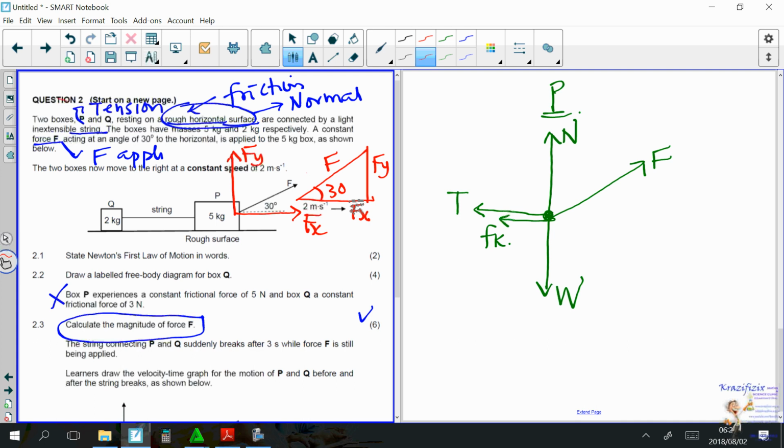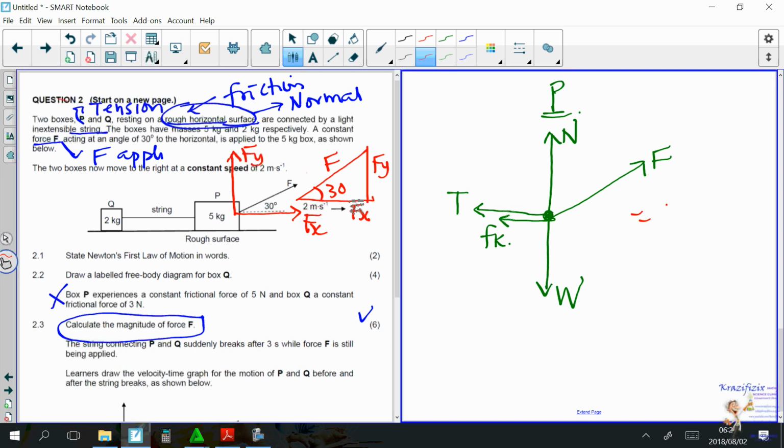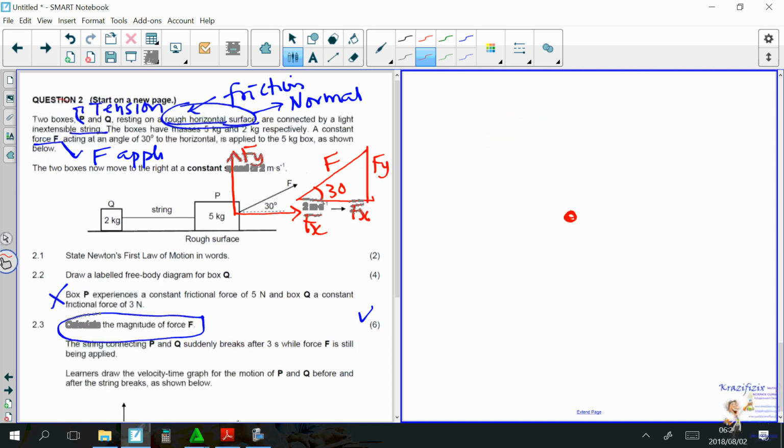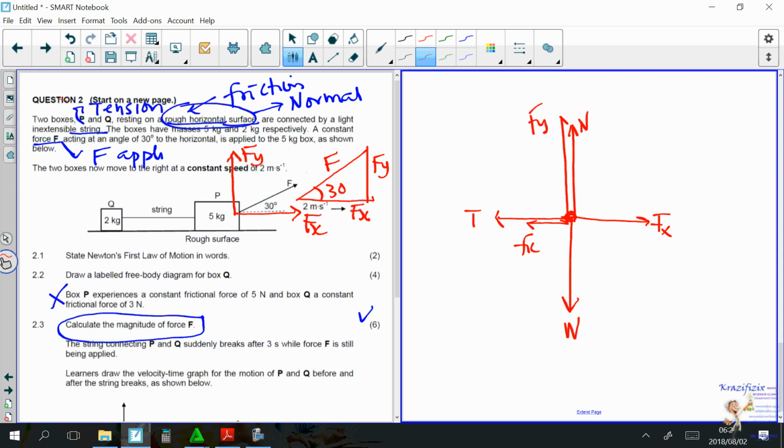Now I can use my trig ratio. So here is my free body diagram, which is okay. But to calculate, I'm going to draw another diagram. So I'm going to have 2 forces acting upwards, 1 force acting down, 2 parallel forces acting in this direction: friction, tension, weight, Fx, normal, or Fy, and normal. That's my new free body diagram.